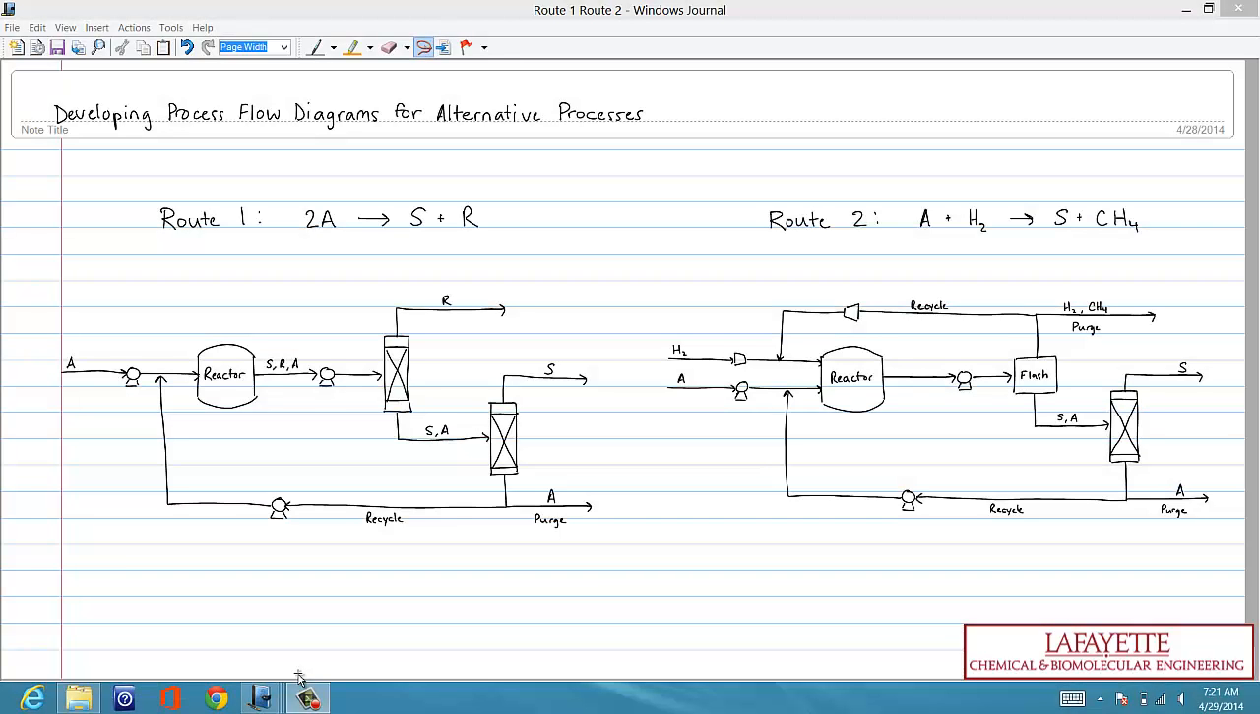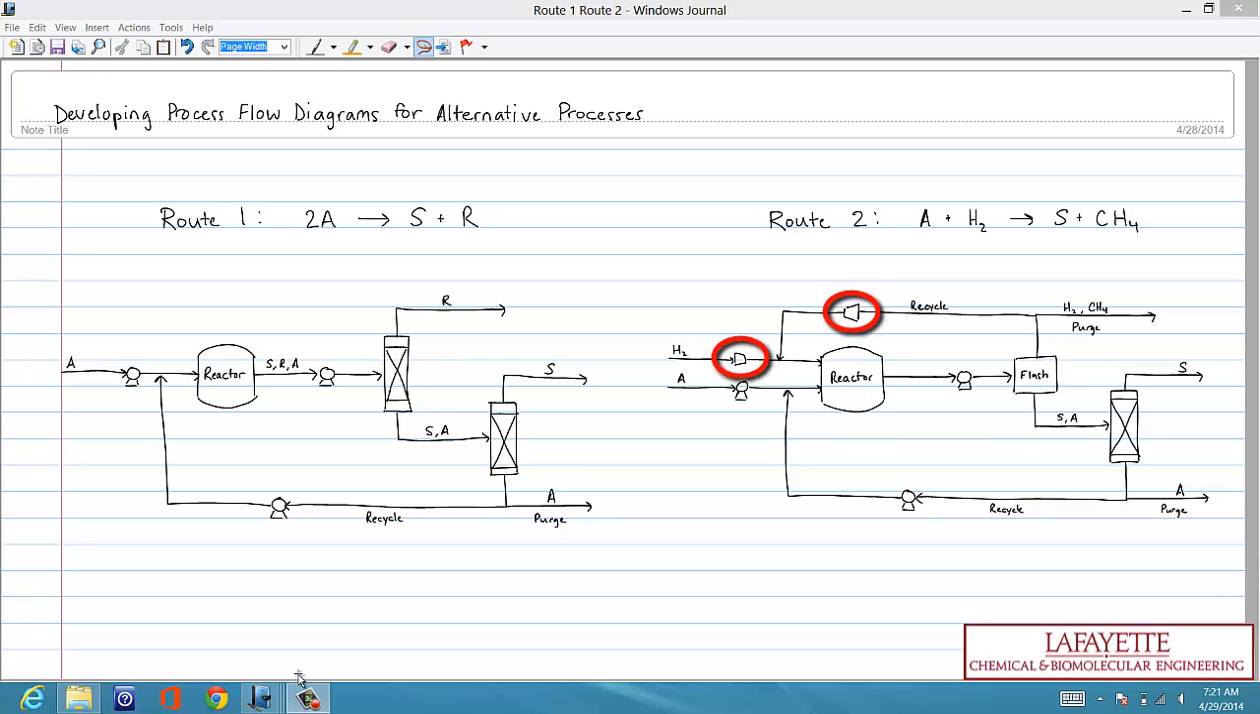Looking at our diagrams, it appears that route 1 makes more economic sense. Route 1 produces 2 marketable products, S and R, versus only one, S, for route 2. Even if methane could be sold at a price similar to R, the methane would have to be separated from hydrogen, adding equipment and operating costs.